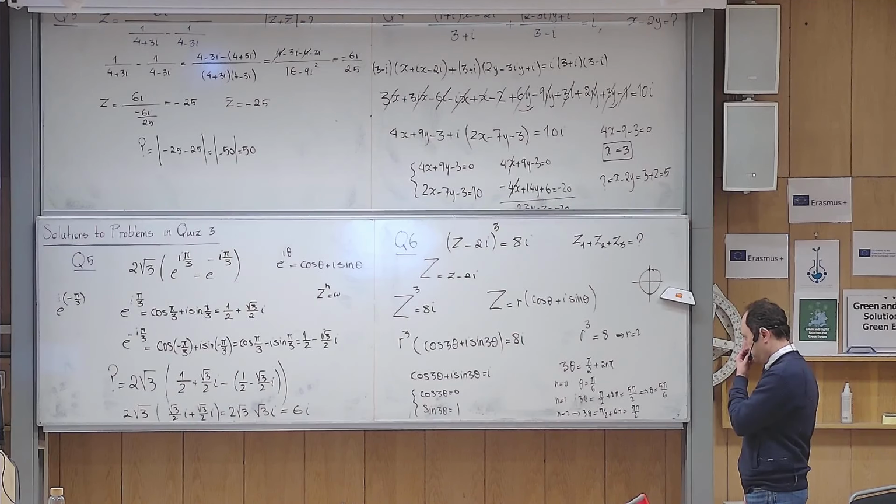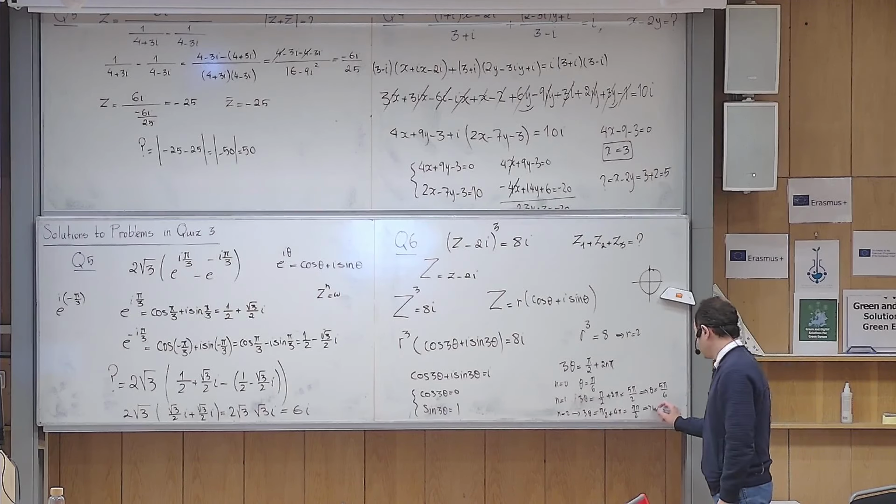I put 2, it is 4 pi, 8, 9 pi, yes. So then it means that theta, I have to divide by, this is 3 theta. I divide this by 3, so it becomes theta.